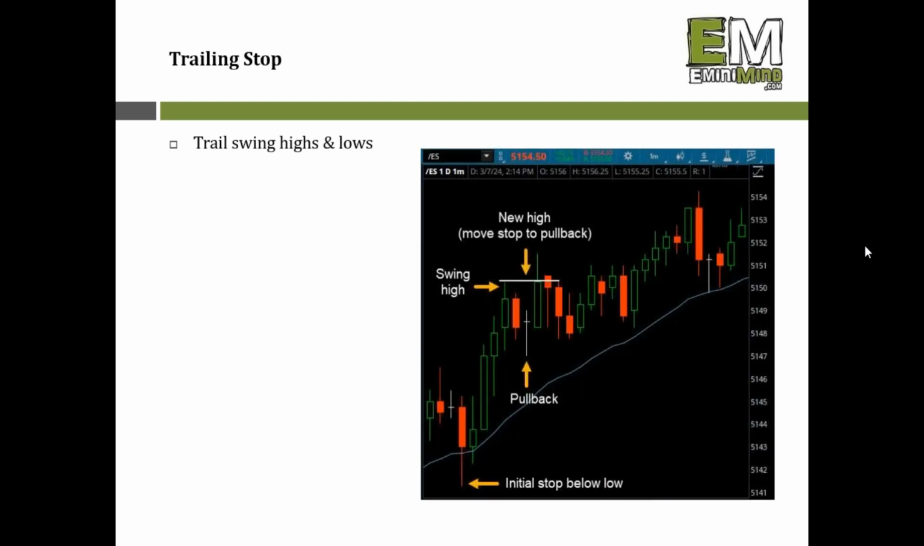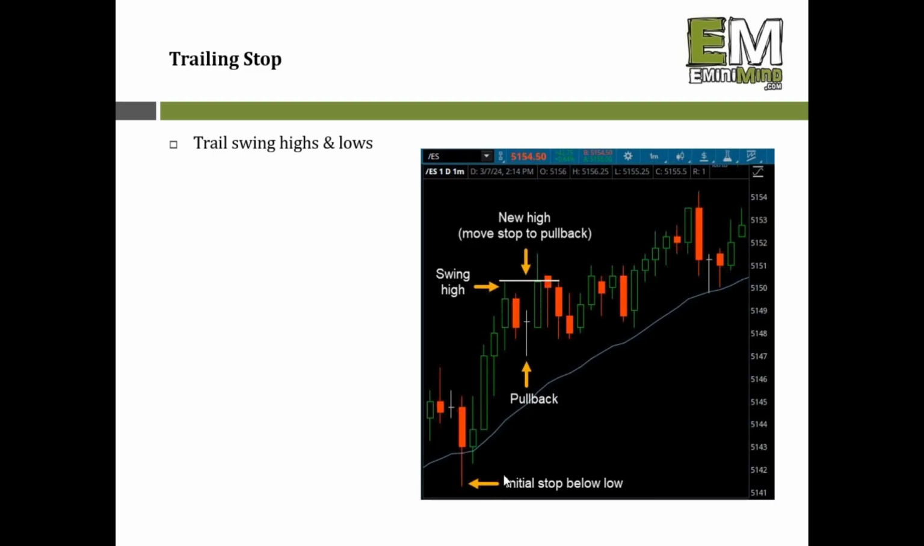Then once I get in these trades, I like to trail my stop rather than just have a fixed target, because you never know when the trade that you're in is going to be a big runner or just a short move. And so what I like to do is trail swing highs and swing lows. And I put together this little graphic to talk about where the stop gets moved when.